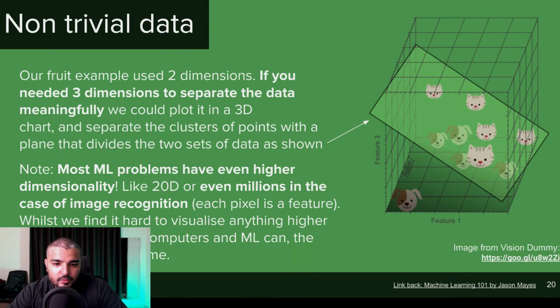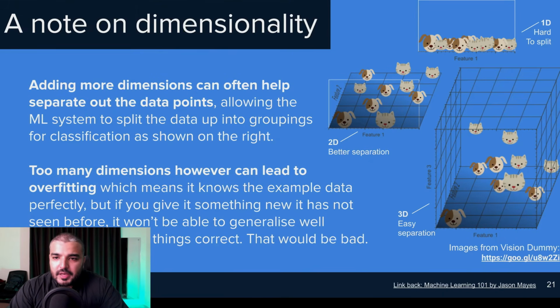You'd be thrown in with tables with 100 columns, and your client would tell you to find some prediction out of it. As stated here, most ML models have even higher dimensionality, like 20D. In this case, this is 3D, but 20D, or even millions in the case of image recognition and some video-based models. So yeah, let's talk a bit about dimensionality, something that we touched upon here.